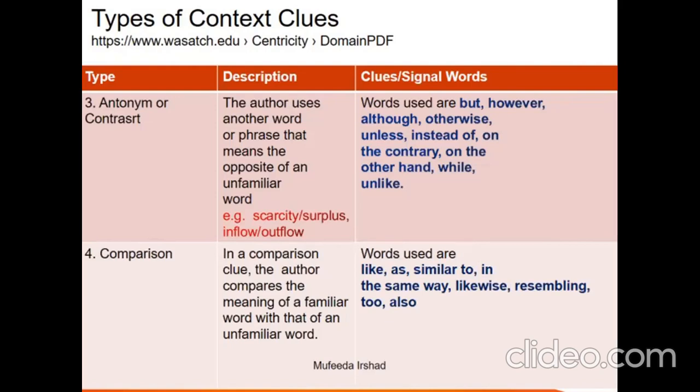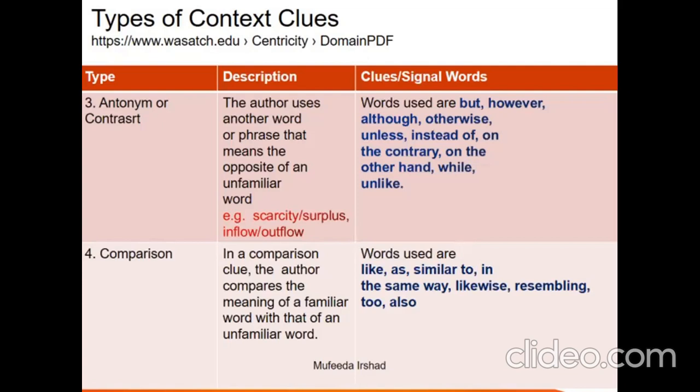In a comparison clue, the writer compares the meaning of a familiar word with that of an unfamiliar word. A writer usually uses words such as like, as, similar to, in the same way, likewise, resembling, also, to signal comparison clues. Comparison clues also can appear in the same sentence or sentences that come before or after.